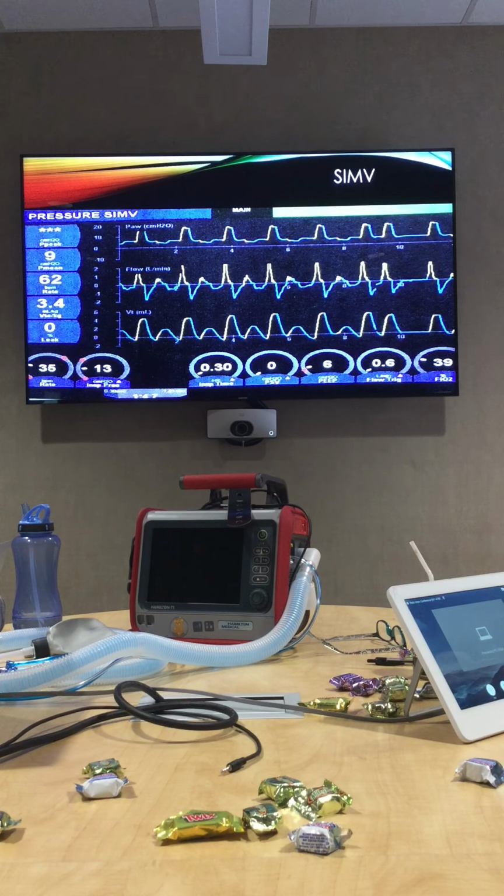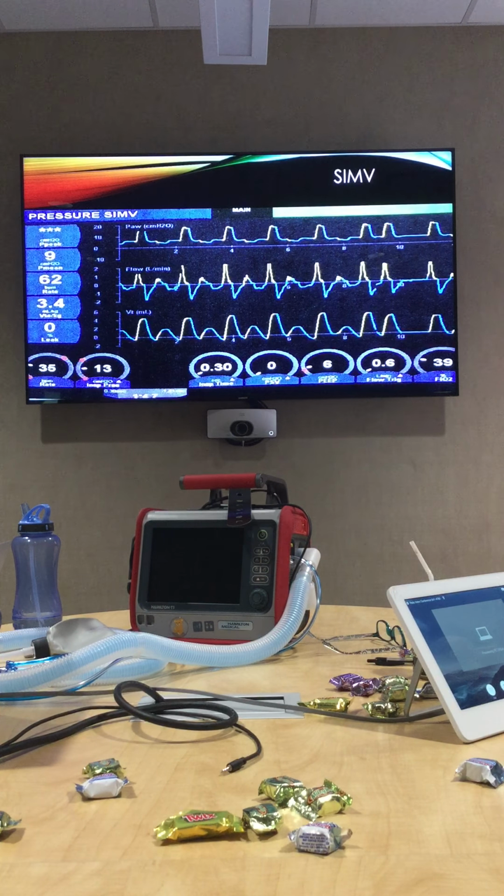So here's a patient that's actually assisting a little bit. They're taking their own breaths. There is no pressure support on here, but if you notice the smaller breaths in between on an SIMV patient, so they're breathing just about 56 breaths a minute. So what would you do for that type of patient?